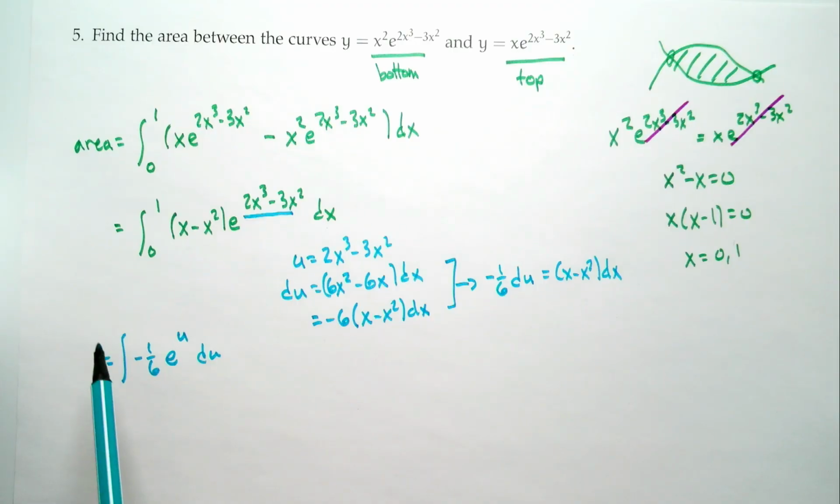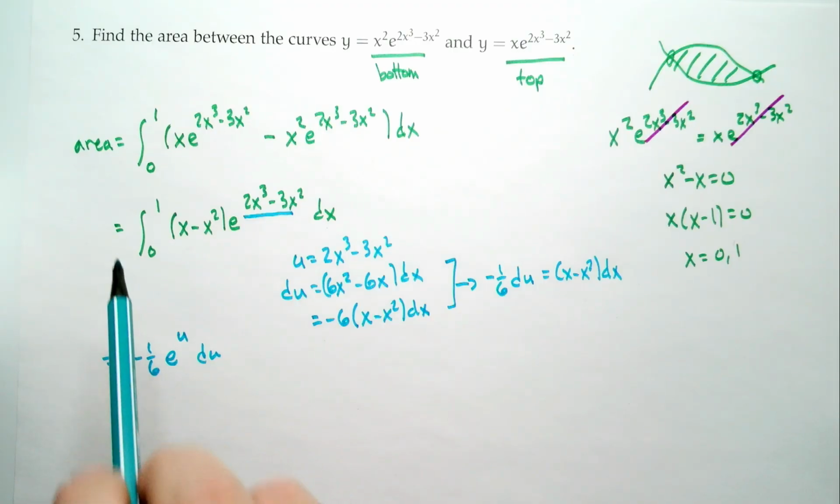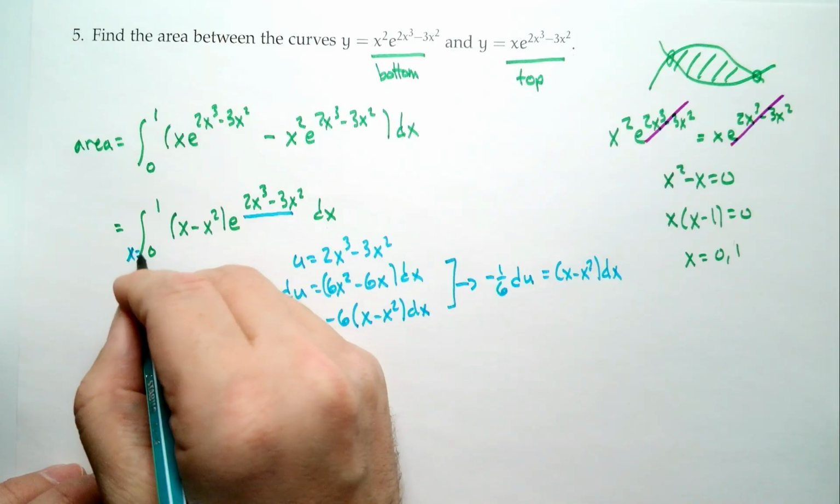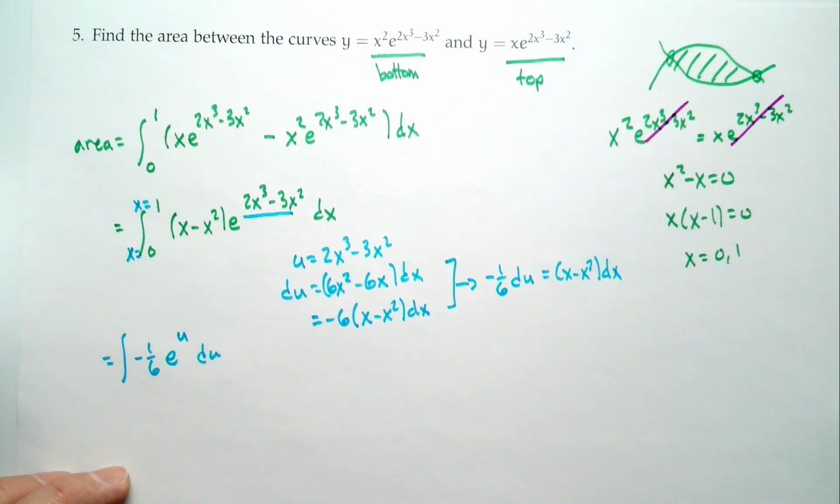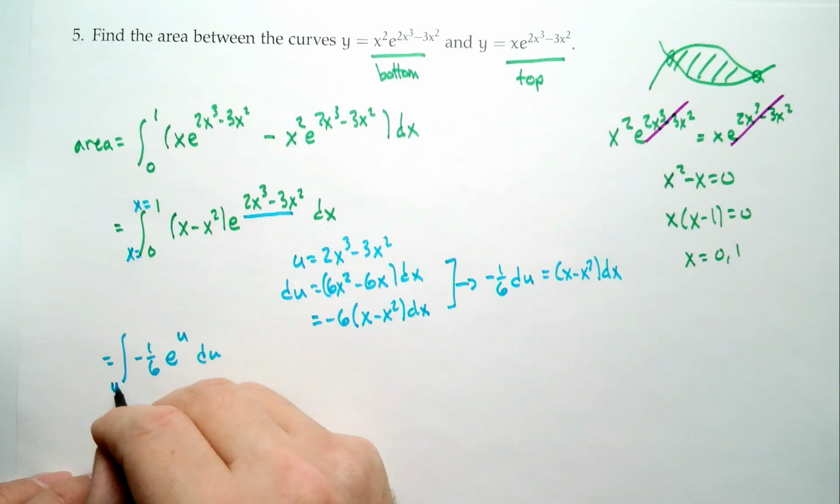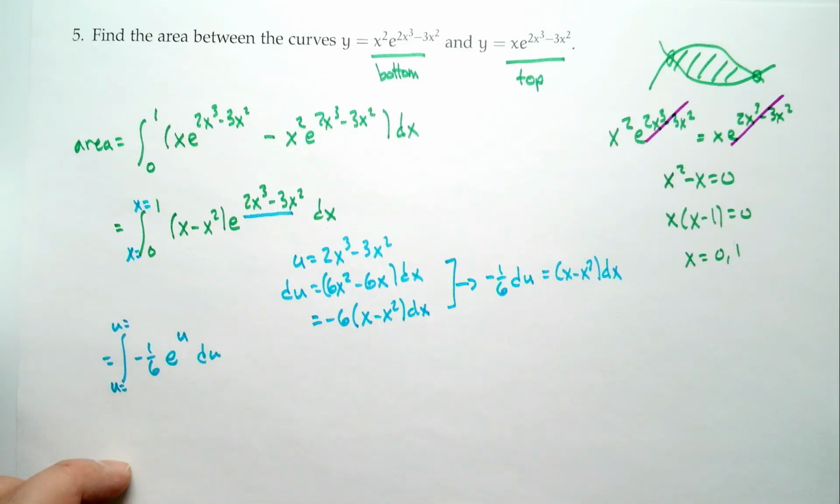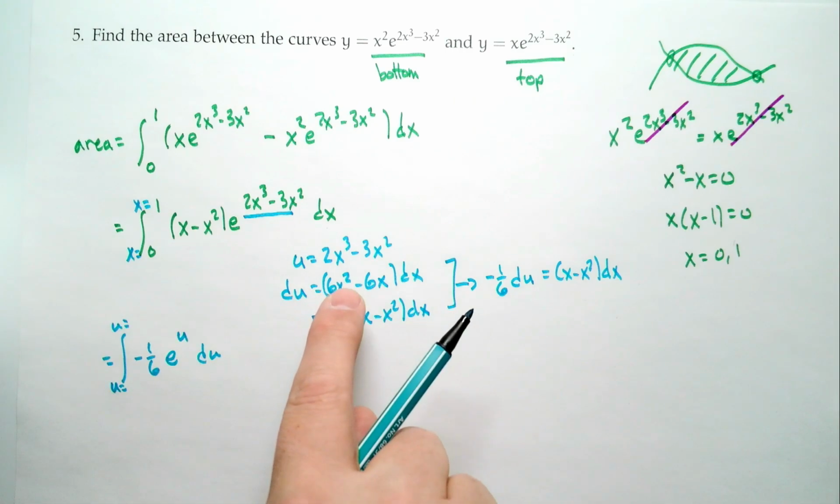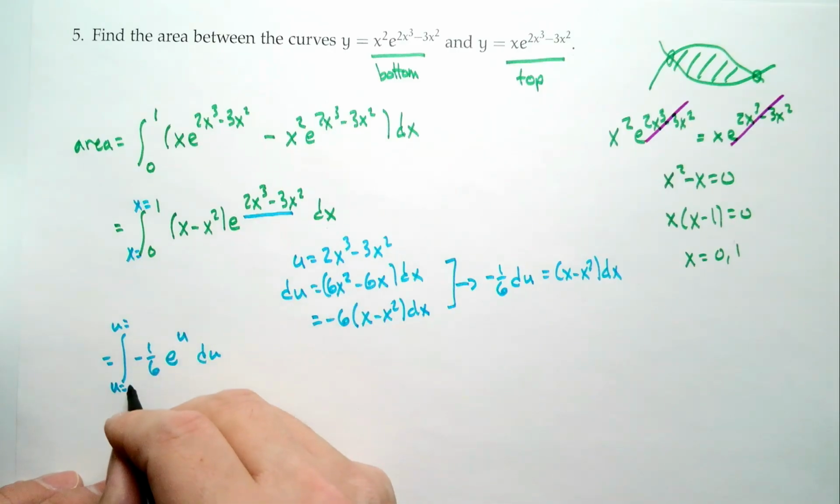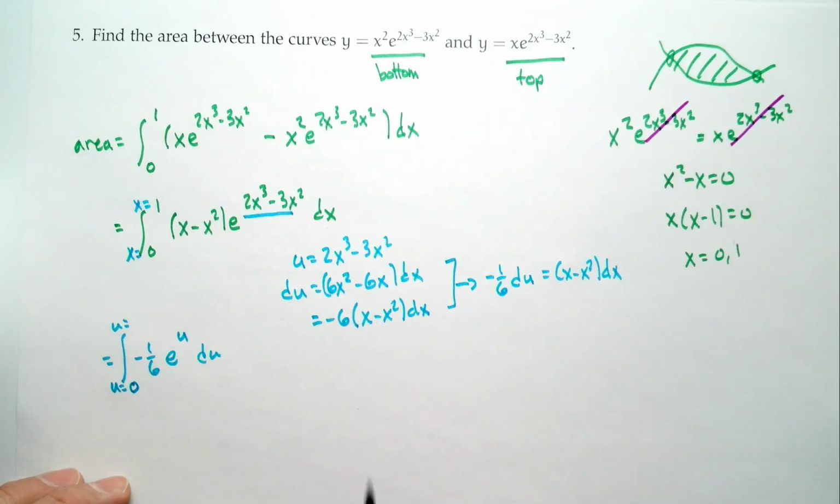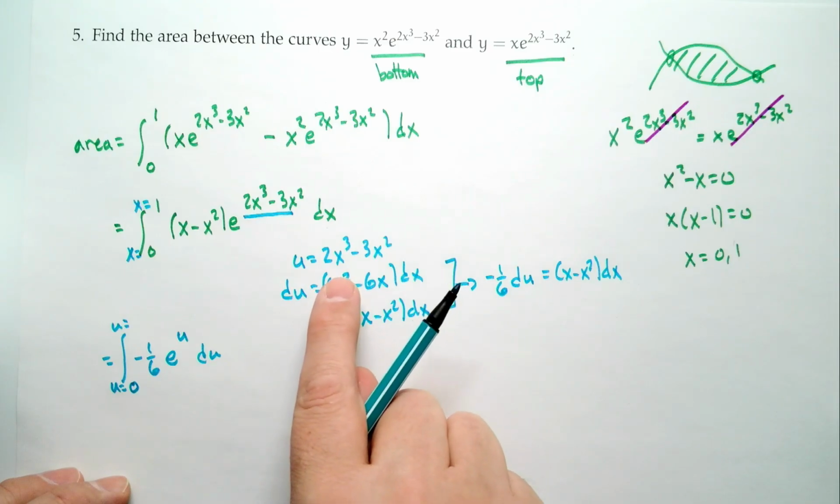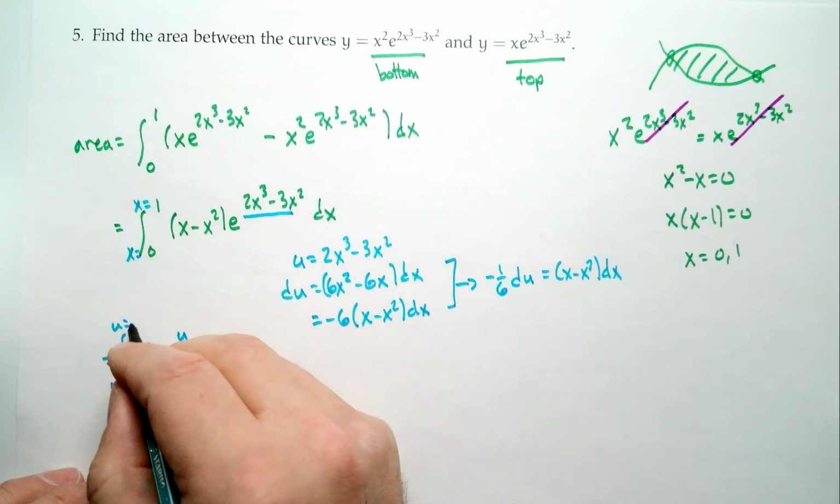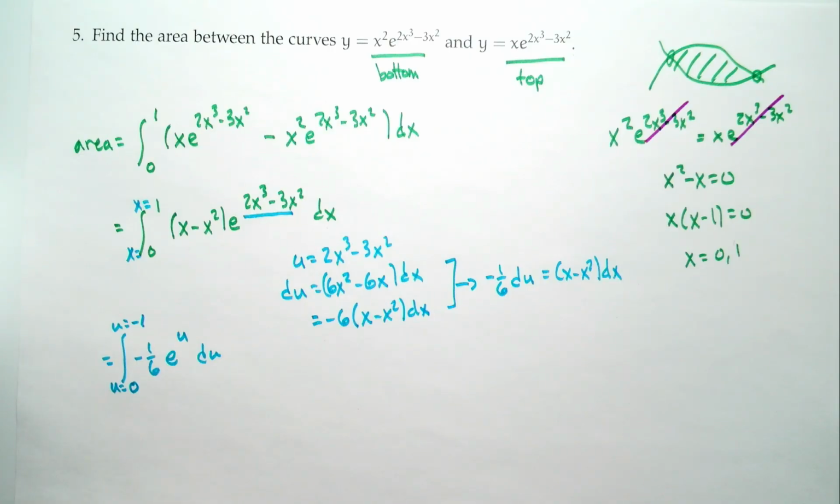The bounds. Got to update the bounds. See, these bounds 0 or 1, these are x bounds. X equals 0, x equals 1. We need to get new bounds. We need to get the u bounds. U equals something. To figure out the u bounds, we plug in. Plug in 0. You're going to get 2 times 0 minus 3 times 0 squared, which means our new u bound is 0. Plug in 1. 2 times 1 minus 3 times 1 is negative 1. So it's going from 0 to negative 1.